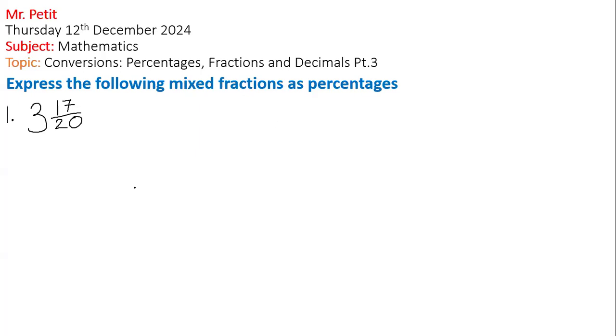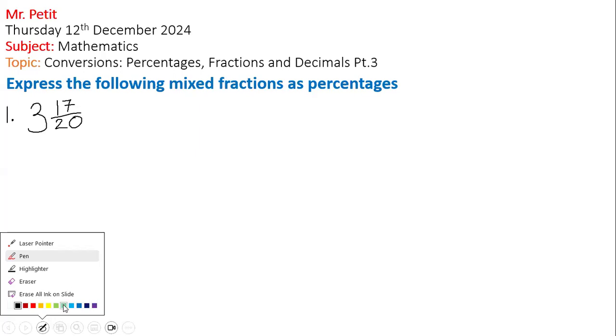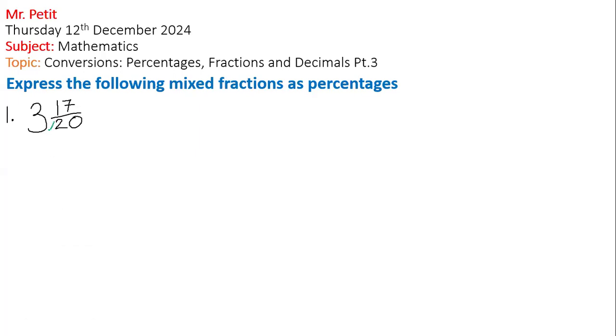How are we going to change this into an improper fraction? First, we times 20 by 3 and then add 17. Very good. So 20 multiplied by 3 gives us 60. 3 times 0 is 0, and 3 times 2 is 6. Now we have to take 60 and add it to 17, which is 77. Very good.